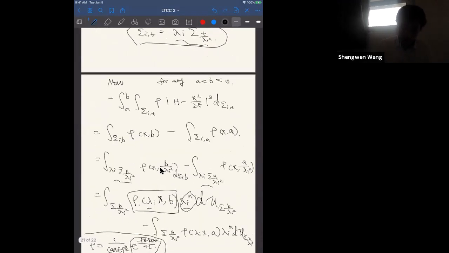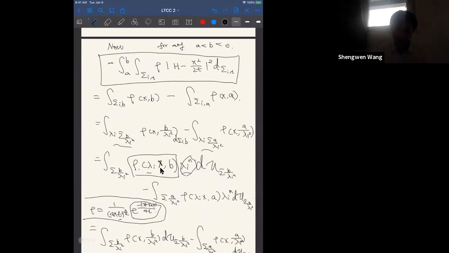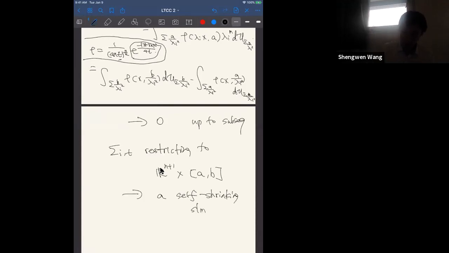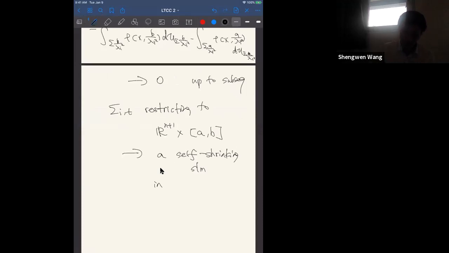which means that this sequence of rescaled flows, this is a non-negative term and it is converging to 0, which means that sigma_i t, when restricted to the space-time neighborhood R^(n+1) times any interval (A,B), so A less than B less than 0, converges to a self-shrinking solution in a weak, measure theoretic sense. So these are integrals, so you get weak convergence.